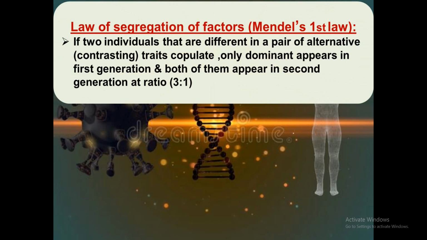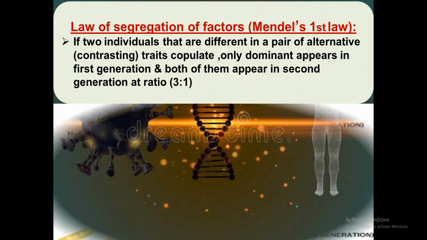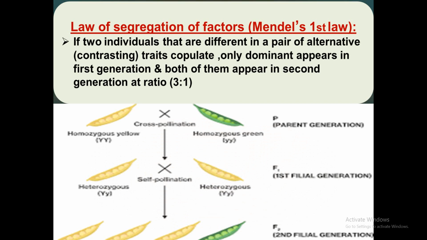What are the laws of the factors of Mendel's law? Number 1, law of segregation of factors, Mendel's first law. If two individuals that are different in a pair of alternative traits mate, only the dominant appears in the first generation, and both of them appear in the second generation at a ratio of 3:1.